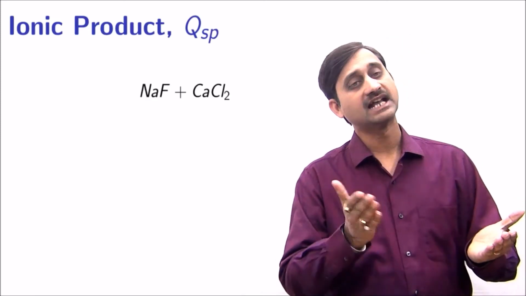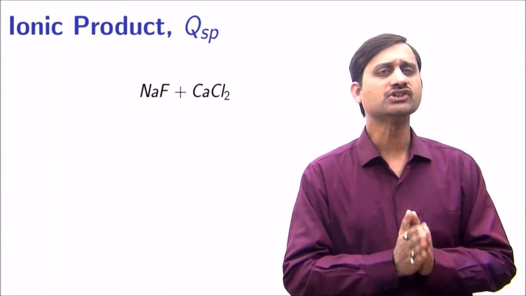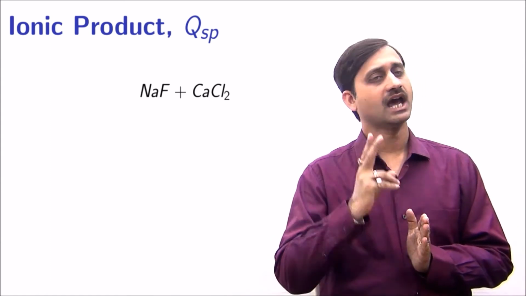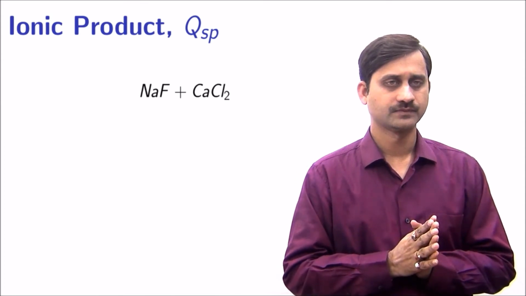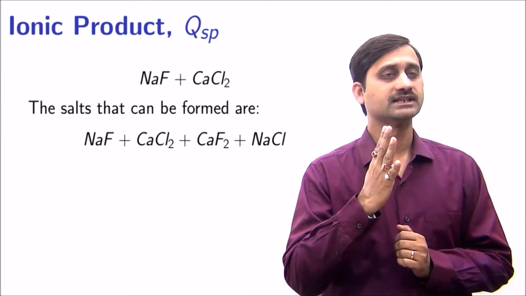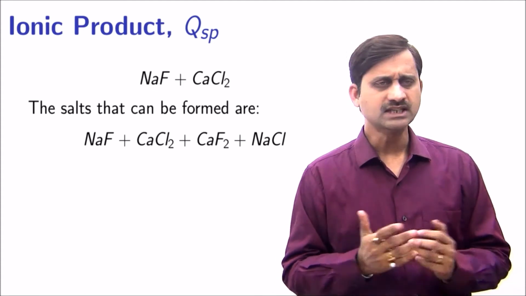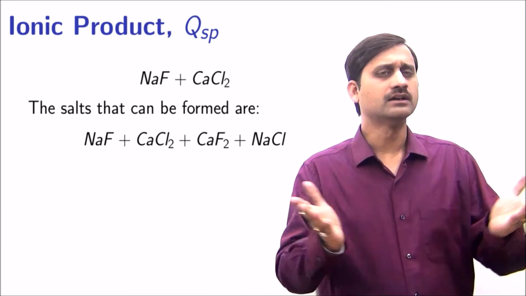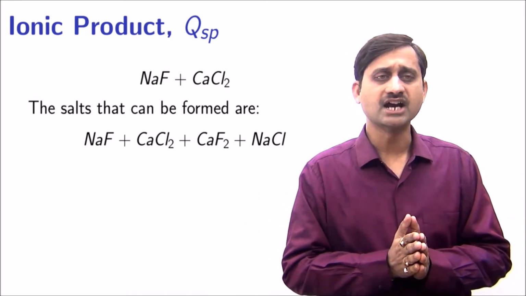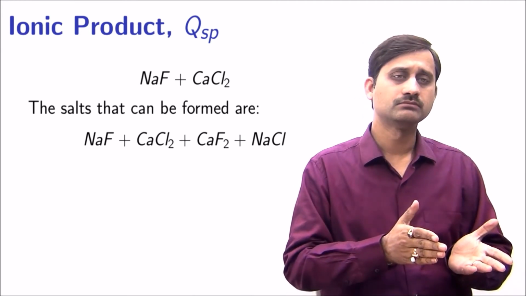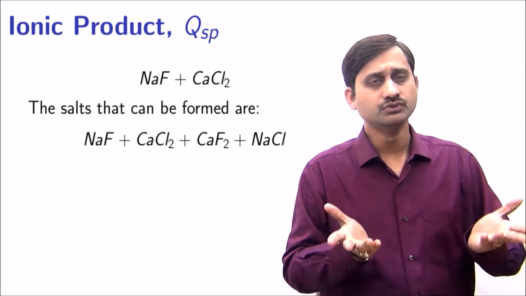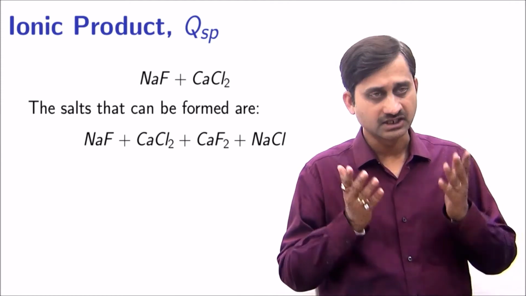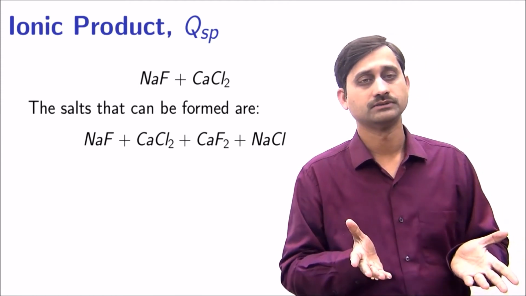Ionic product. If we mix a solution of NaF with a solution of calcium chloride, the final solution will have two cations and two different anions. Now, 4 different salts can be obtained from it. This solution may or may not be saturated with respect to any of these salts. Here, we are not sure that the reaction is at equilibrium or not. We do not know whether in this case the solution is at saturation or not.